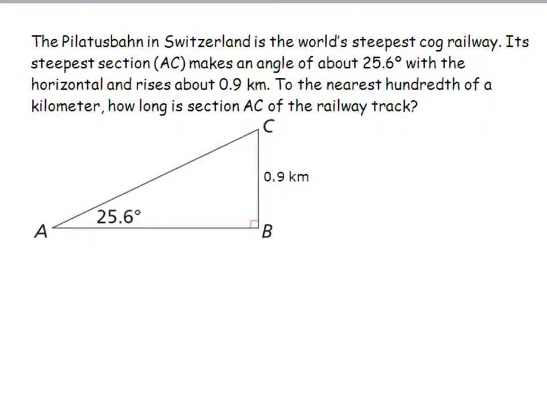So in our last example here, we have the Pilatusbahn in Switzerland, and it's the world's steepest cog railway. The steepest section is actually section AC, and it makes an angle of about 25.6 degrees with the horizontal, and it rises about 0.9 kilometers. Our job is to figure out how long this section of the railroad track is. So I'm going to put an x there.